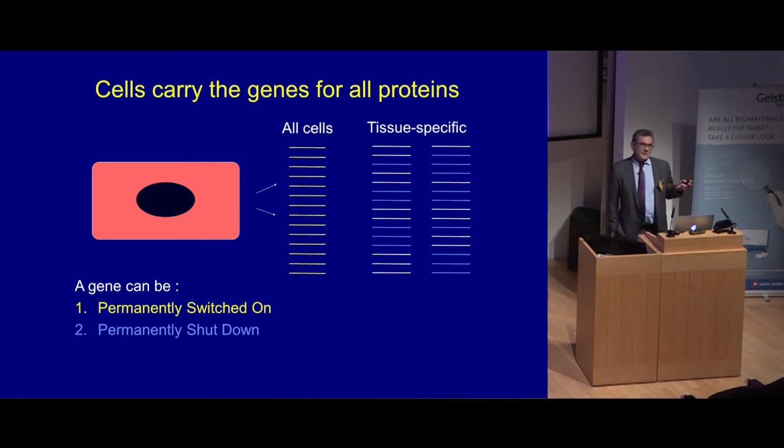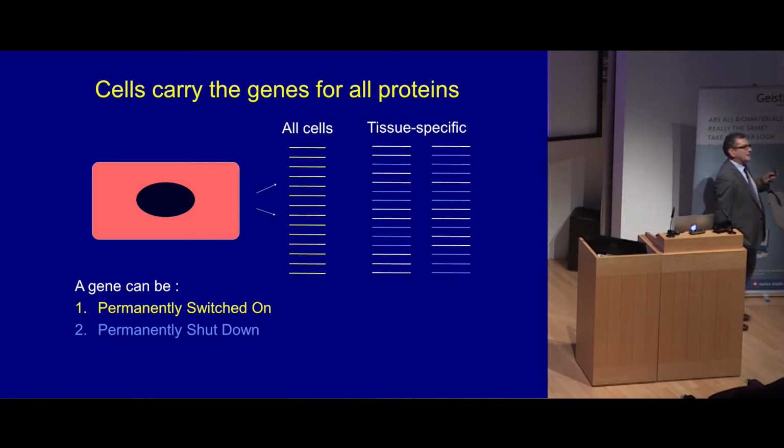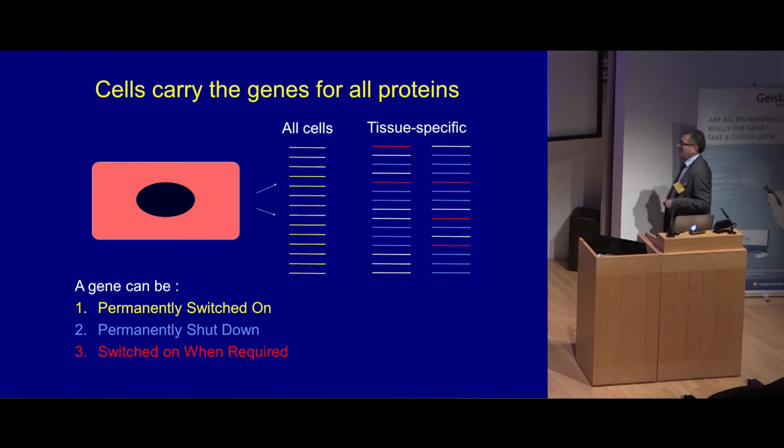And then as a cell becomes more specialized, what it does is shut down permanently most of the genes it's not going to use. So if you're a red blood cell, you don't need to make collagen, because that's not what you do, and so you shut that gene down. Red blood cells are a bad example, by the way, but don't mind. Or you can have genes that can be switched on when you need them.